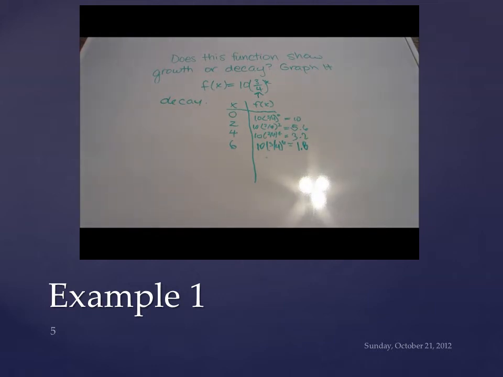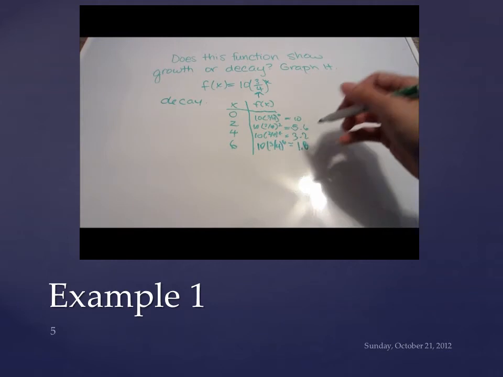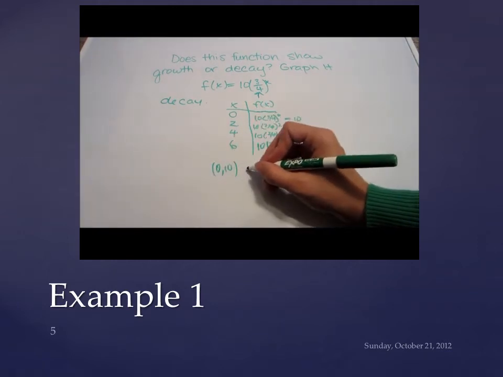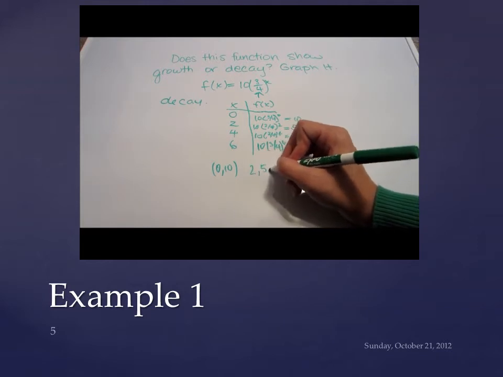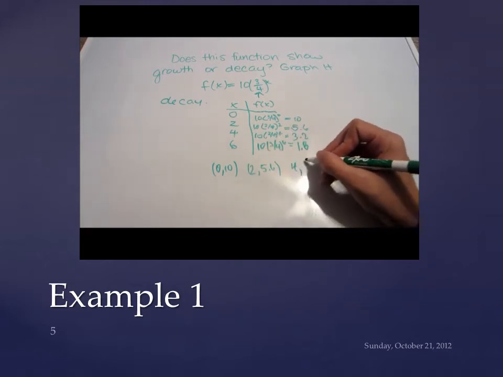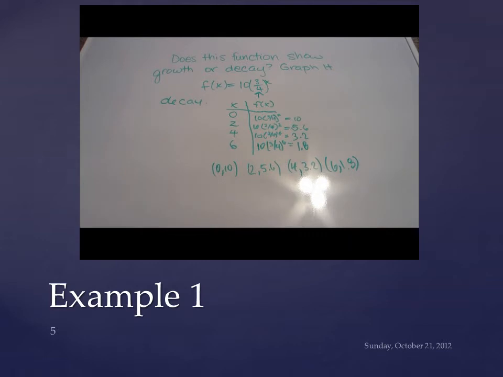So now we have our x and y's, and we can go ahead and graph this. So our points are going to be 0, 10, 2, 5.6, 4, 3.2, and 6, 1.8. And we can go ahead and graph these. Go ahead and graph it on a piece of paper and then check your graph with the next slide.